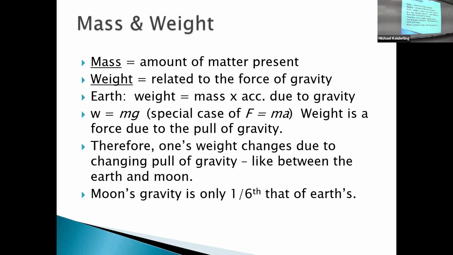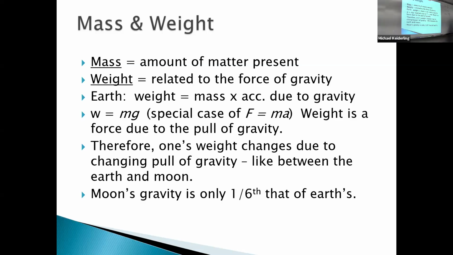So, classic example is if you go to the moon, your weight will be a sixth of what it is on Earth, because gravity on the moon is a sixth as strong as Earth. But that also means there's some easy ways to lose weight without actually losing mass.